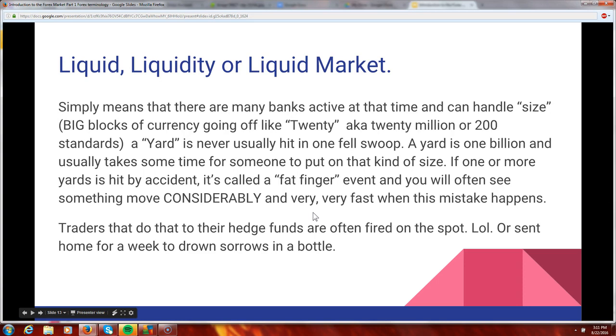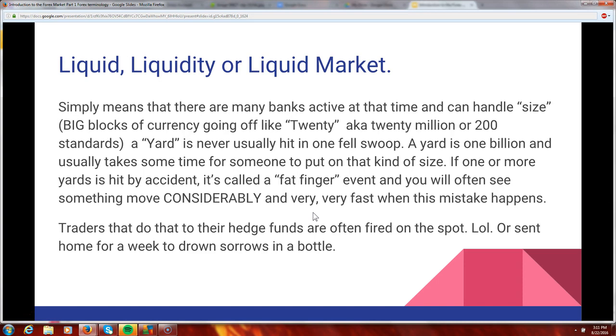All right, let's talk about liquidity. If we're saying liquid or liquidity or a liquid market, it simply means that there are many banks that are active at that time and that they can handle size, which is big blocks of currency going off, like banker terms, 20. I want 20. That means 20 million, okay? And that's 200 standards to get 20 million. That's a lot of money.